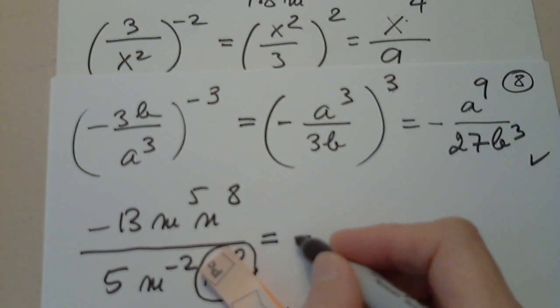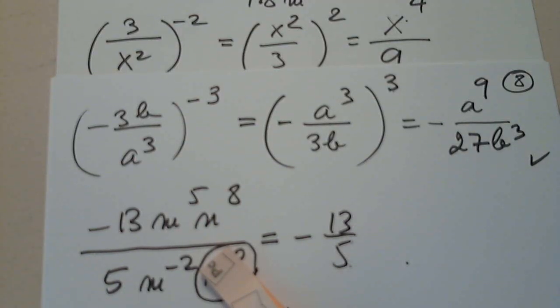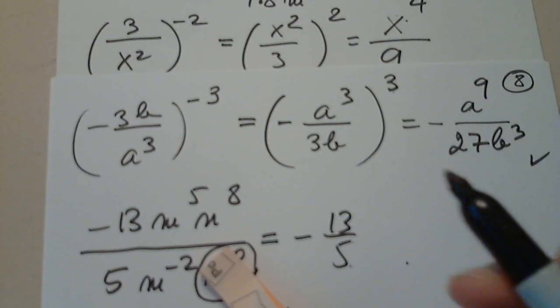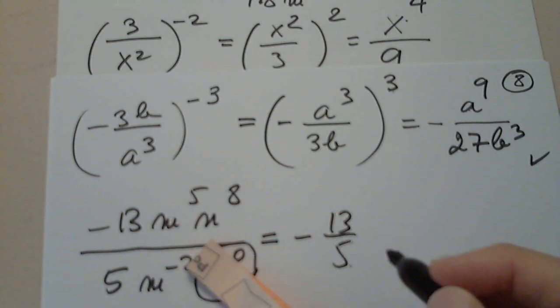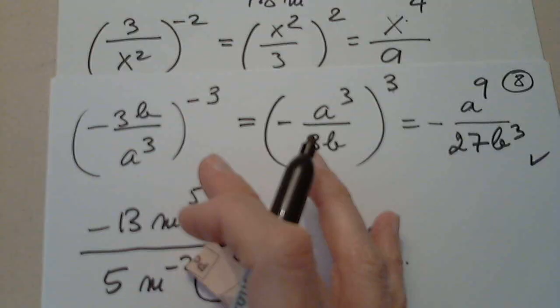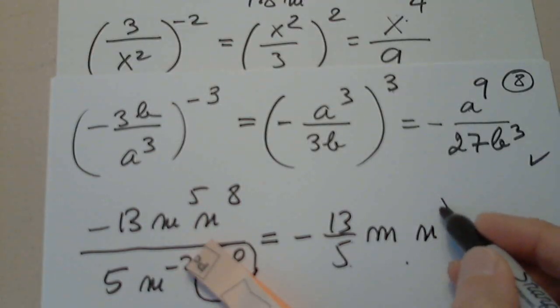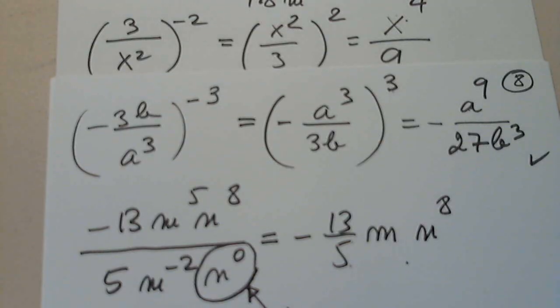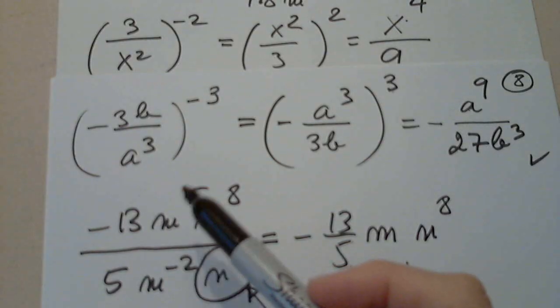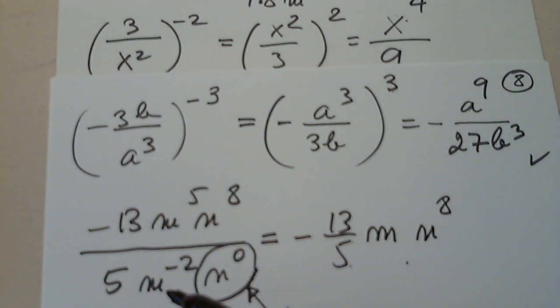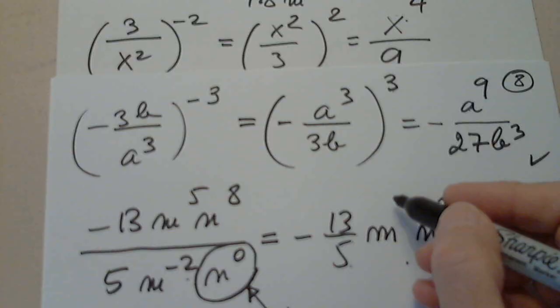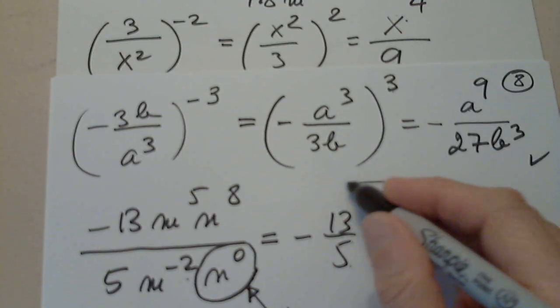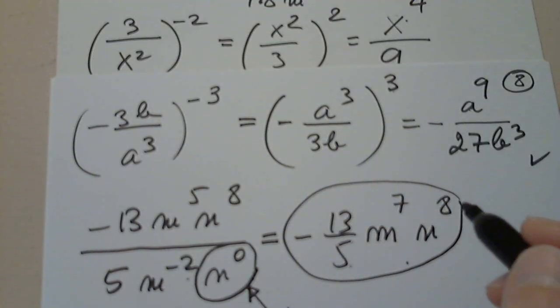Now I start with the numbers. -13 and 5, it has to stay. I cannot simplify them in any way, shape, or form. Now I'm looking at m and find the power. And n has to stay with power 8 because there is nothing else. So 5 minus -2. 7. And this is final.